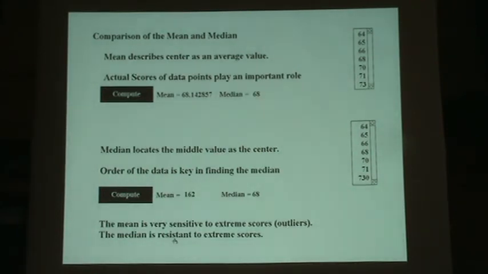The median, as you can see, in both cases is exactly the same. It didn't matter, this 730, this extreme score. So the median is resistant to extreme scores. So if you're working with distributions that have outliers in them, then the median would be a much better measure of central tendency. If the distribution is normal, symmetrical, then the mean would be the better measure.